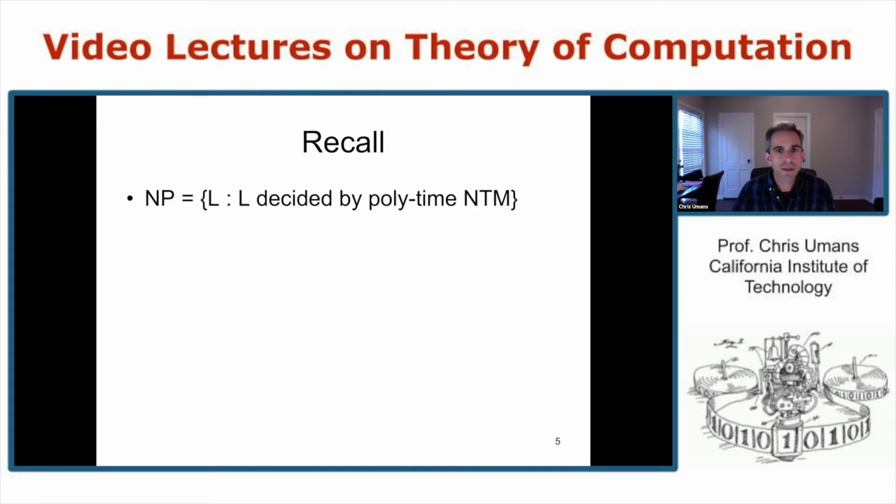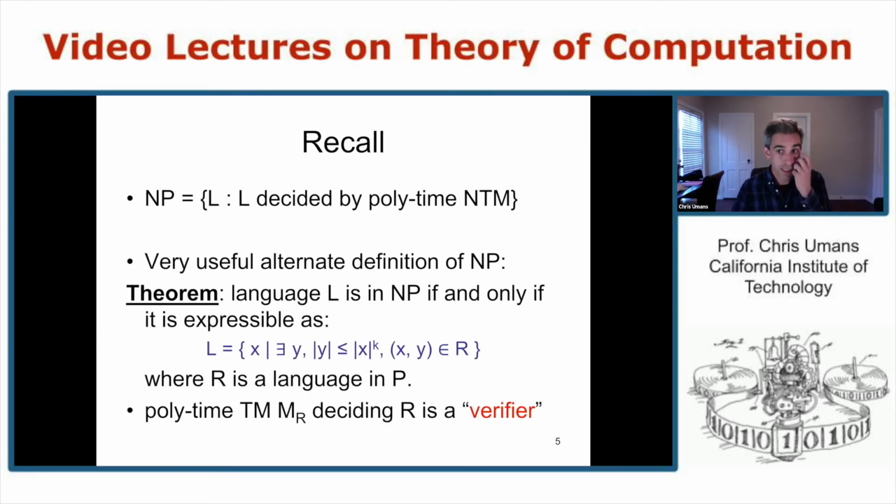And I need to remind you of a couple of things which have probably already been covered. NP is the set of languages that are decided by polynomial time non-deterministic Turing machines. You know that. An alternate definition of NP, which you probably have also seen, which is important for this reduction, is this theorem that a language is in NP if and only if it's expressible in the following form. The language is expressible as those strings x for which there exists a y, another string, whose length is at most polynomial in the length of x, such that the pair xy is in a language R, where R is something you could decide in polynomial time.